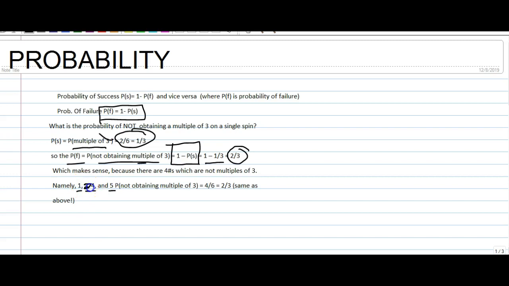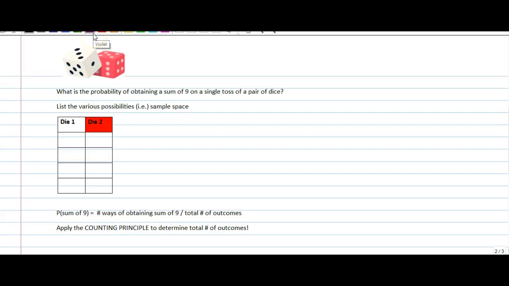They're 1, 2, 4, and 5. So there are 4 digits that are not multiples of 3. So the probability of not attaining a multiple of 3 would be 4 out of 6, which is equal to 2/3, which is what we obtained here. We are still discussing classical probability.